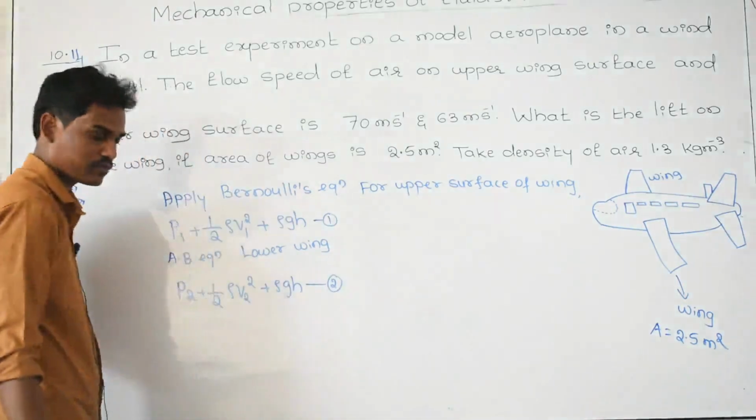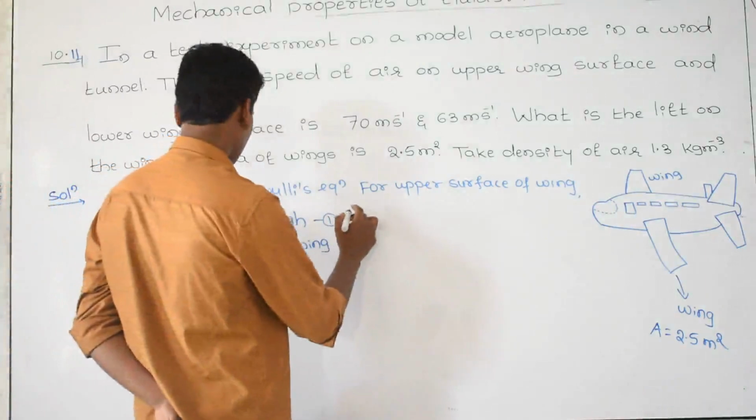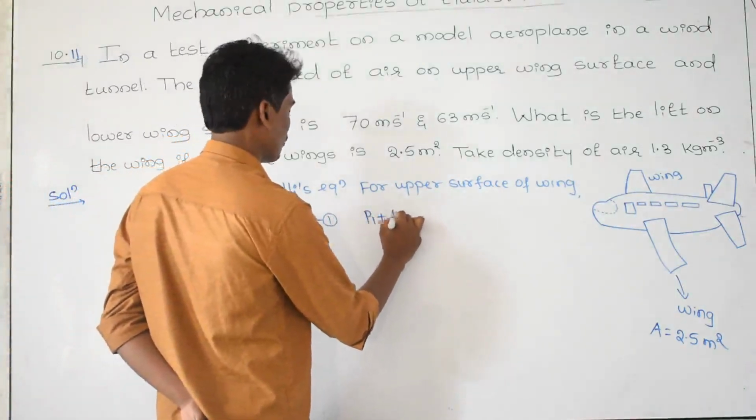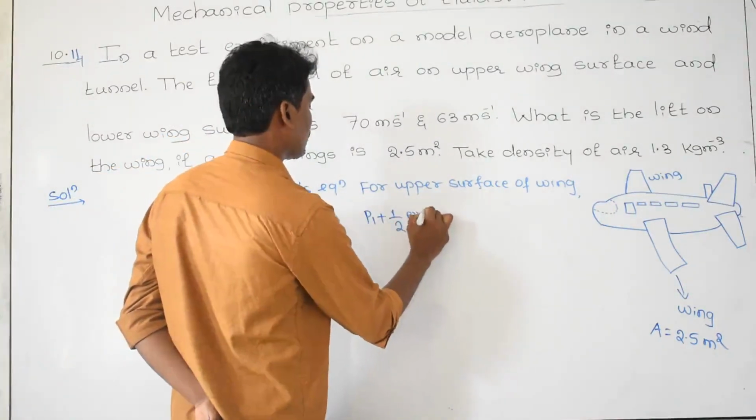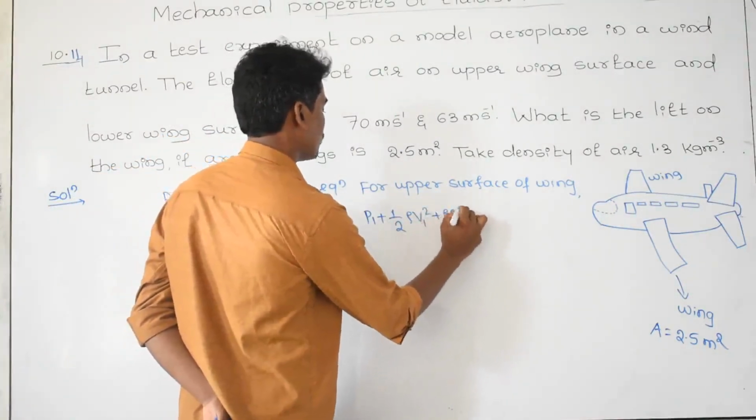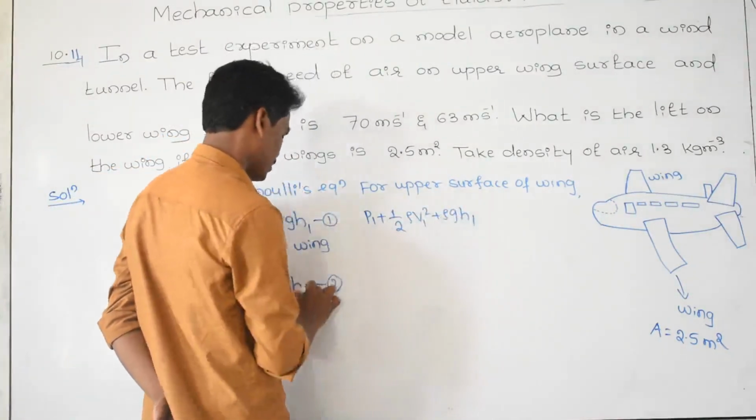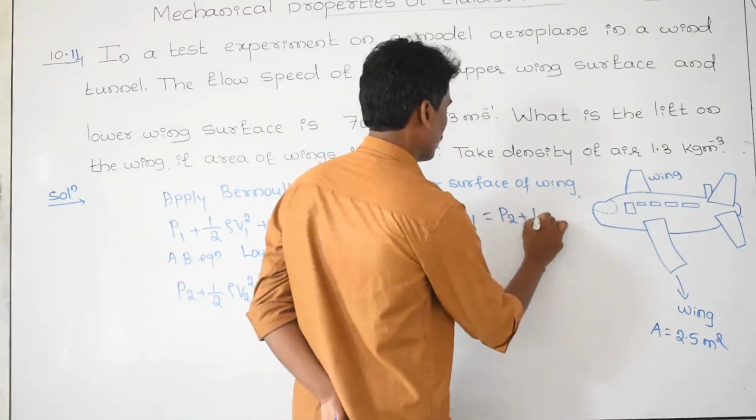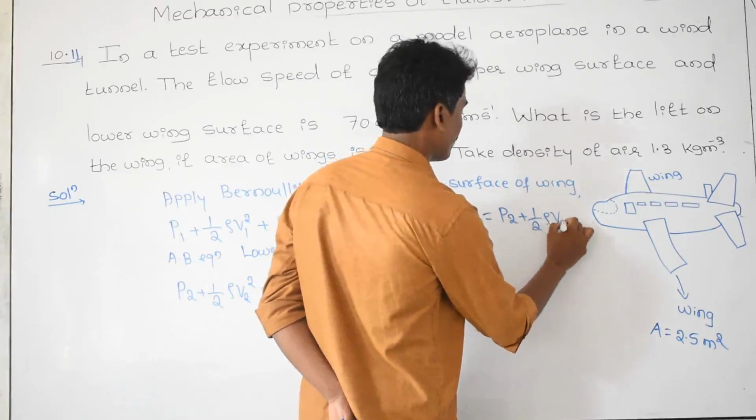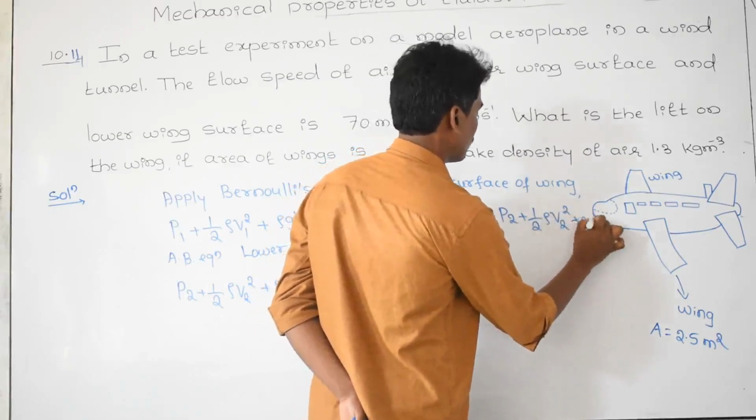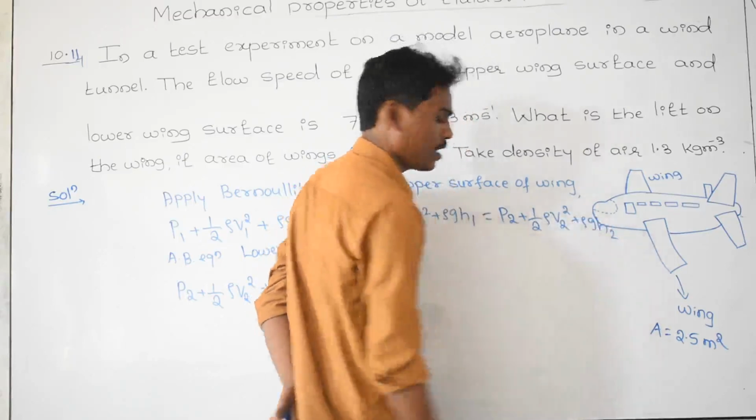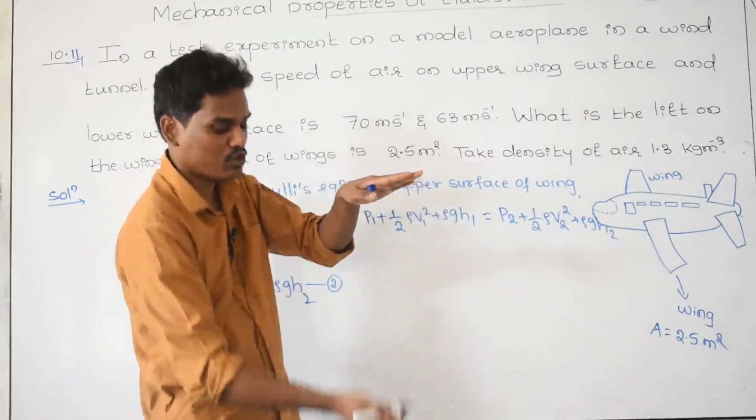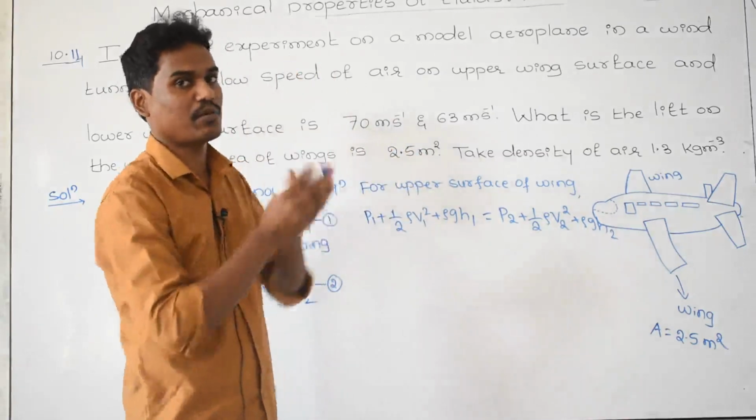Equate equation 1 and 2, that is P1 plus 1 by 2 rho V1 square plus rho g h1 is equal to P2 plus 1 by 2 rho V2 square plus rho g h2. And the upper surface and lower surface are almost at the same height from the ground surface.